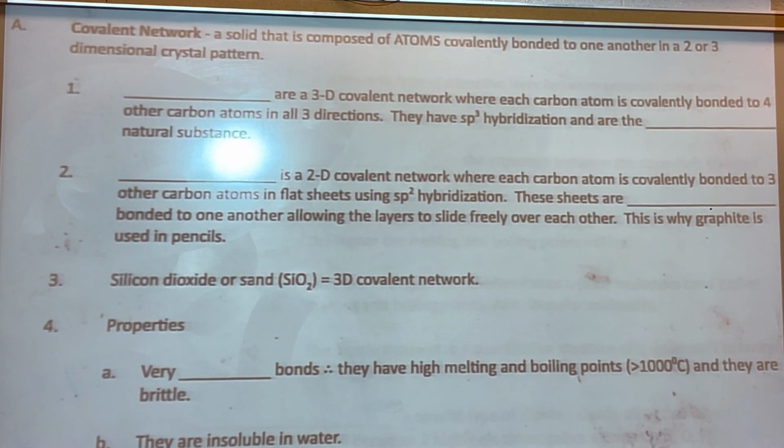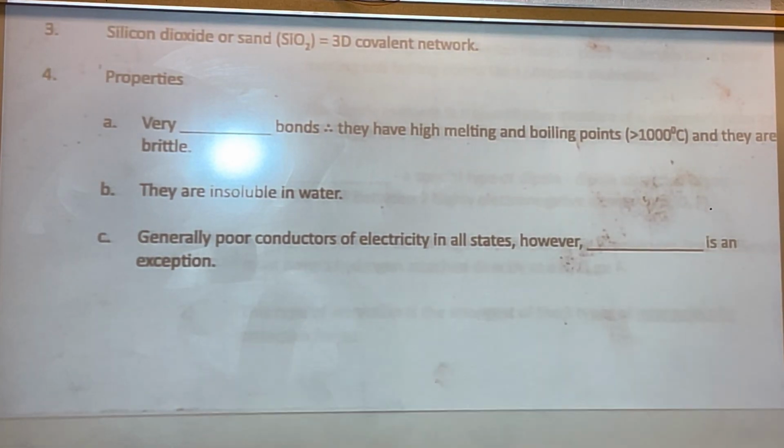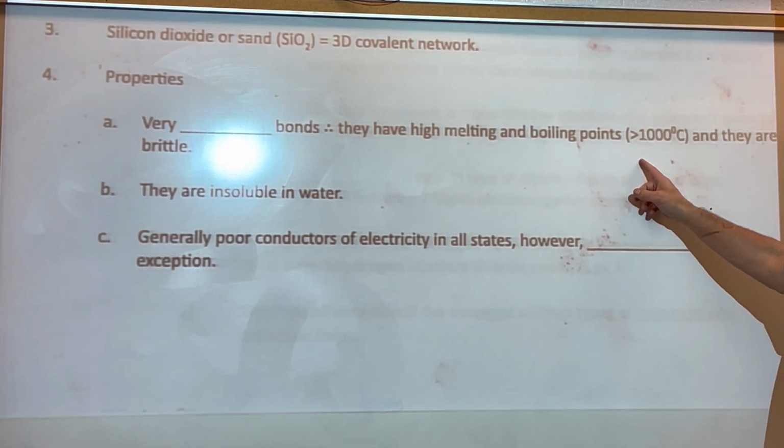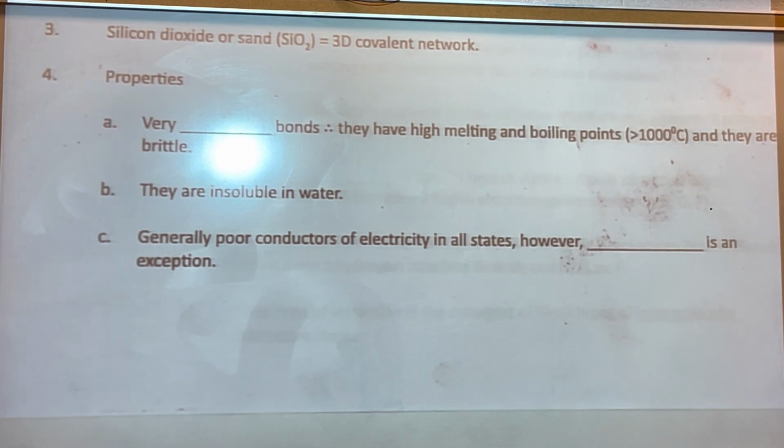Now the properties of covalent network substances, as we kind of know, think about a diamond, very strong bonds. They're bonded by covalent bonds, all in 3 dimensions, 2 dimensions, very strong. Therefore they have really high melting and boiling points. Very hard to melt a diamond. You guys remember, you've heard about Chernobyl, right?